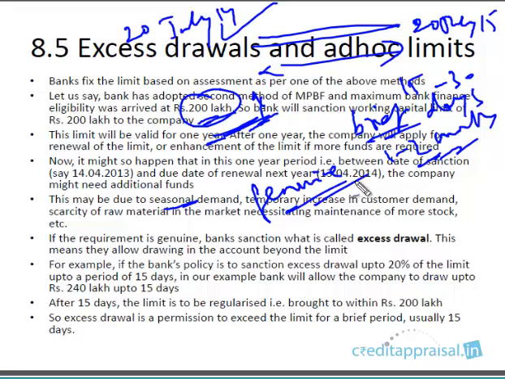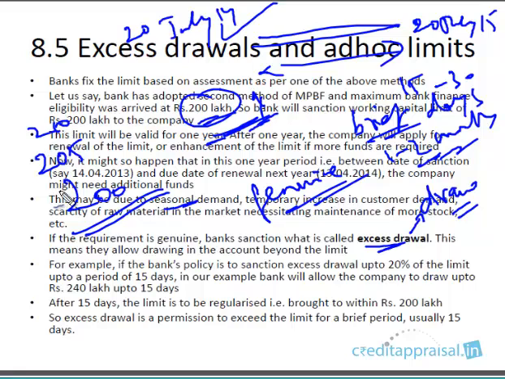These are genuine requirements. So if the requirement is genuine, what banks do is sanction something called excess drawal. What is excess drawal? As the name implies, you're allowing the company to draw beyond the sanction limit. The limit is fixed at 200 lakhs, but you're allowing the company to draw more than 200 lakhs. You can go up to 205, 210. You are allowing the company to exceed this sanction limit, but for a brief period.